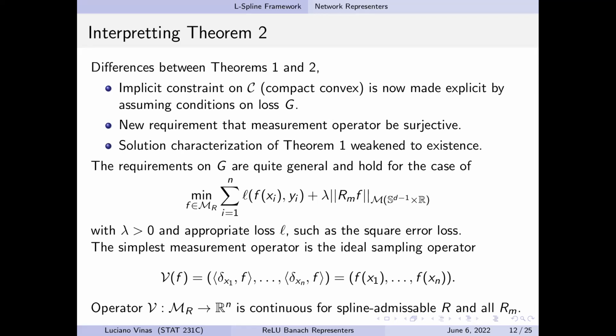So first, a few differences between theorems 1 and 2. Theorem 1 already had an implicit constraint, a boundary condition on C, right? That we assume that it's compact and convex, right? So equivalently, you could rewrite the optimizations to accept a similar form. And what happens is that instead of having implicit conditions on this boundary condition space, we're making that more explicit by assuming conditions on the loss G. So this convexity, coerciveness, lower semi-continuity, there's a parallel there.